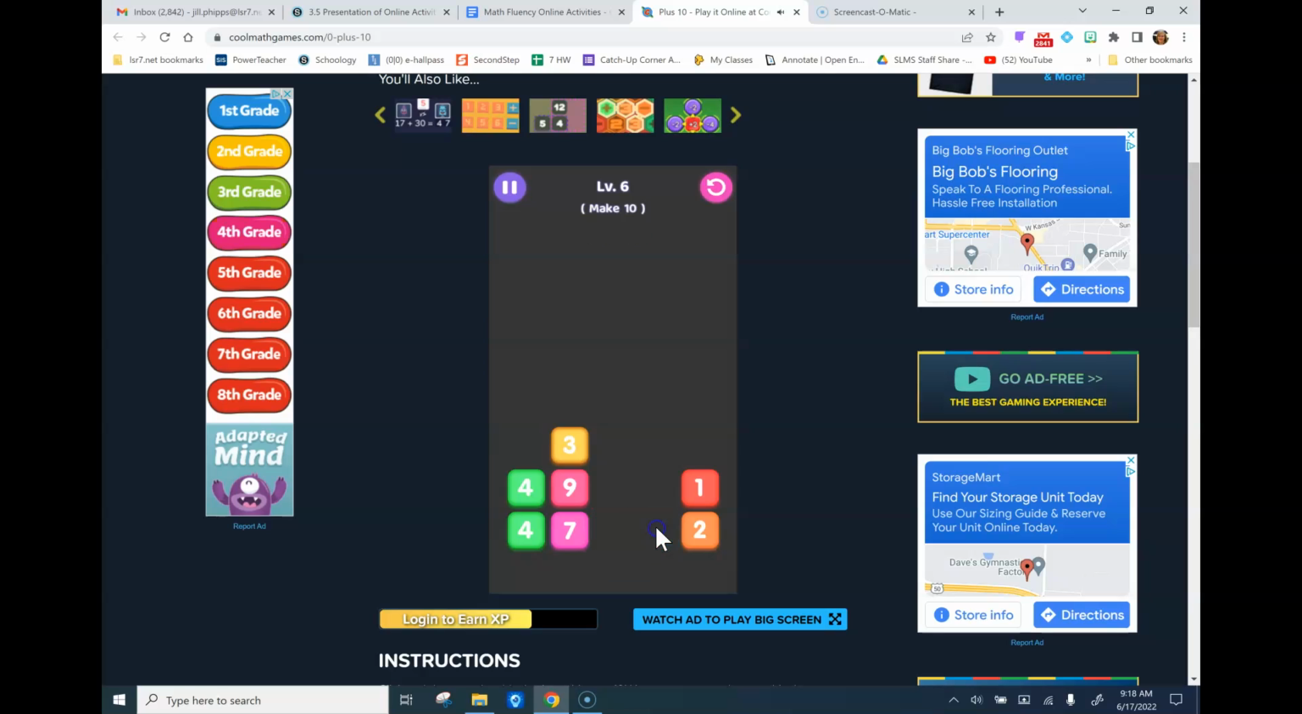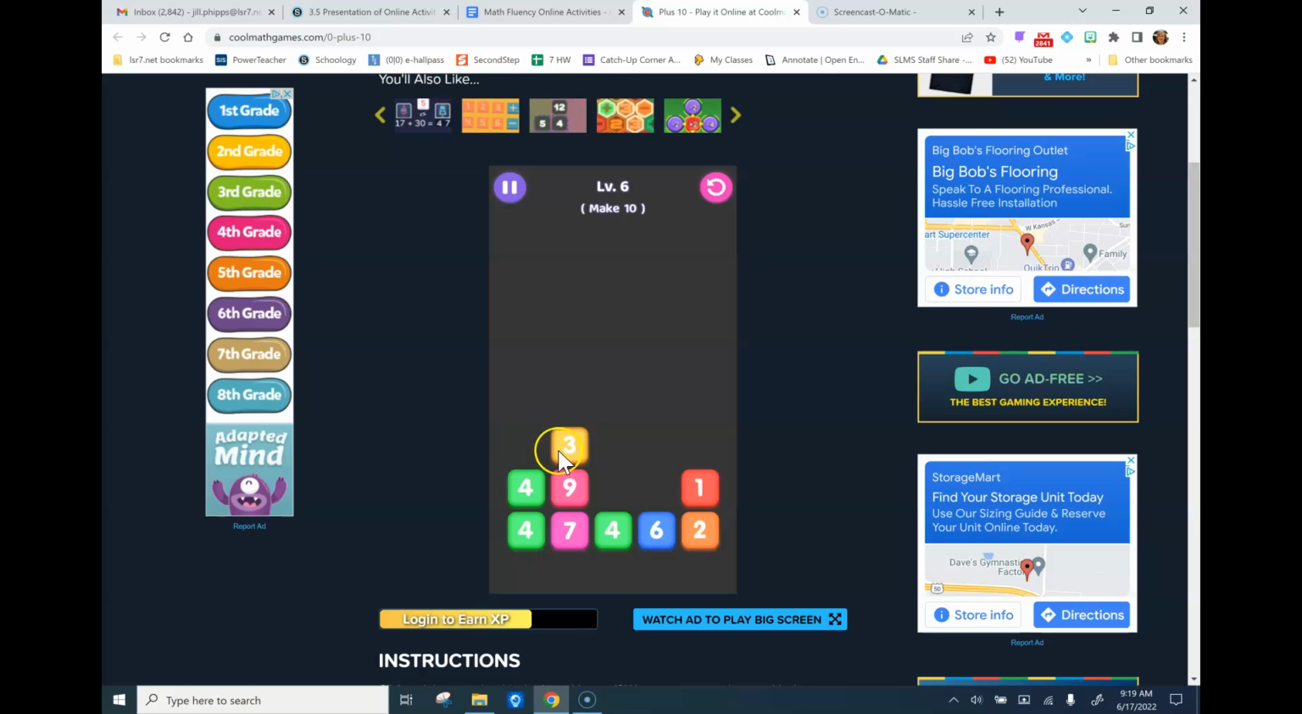Now, here I can do 3. But if I do that, then see, now I can't add to 10. So this is where, as it gets to a higher level, it lets you start over. It's pretty forgiving, so that's nice. So now let's try something different.